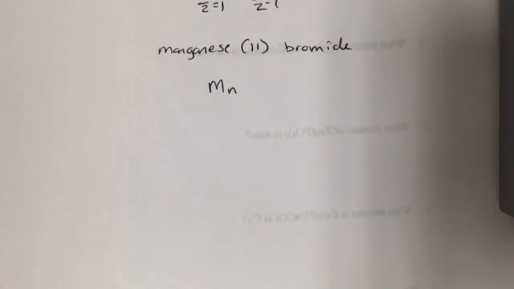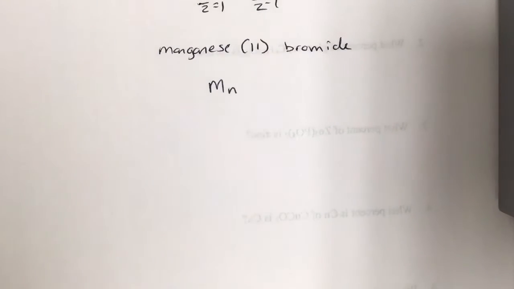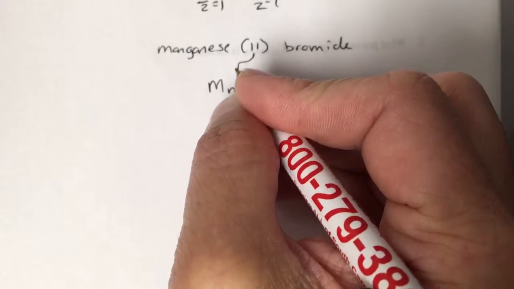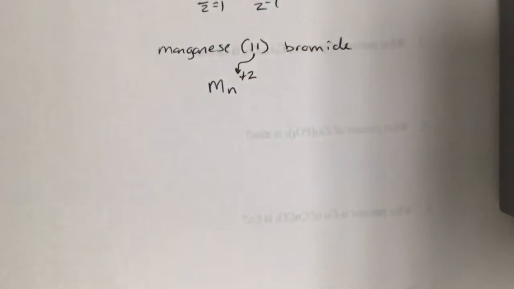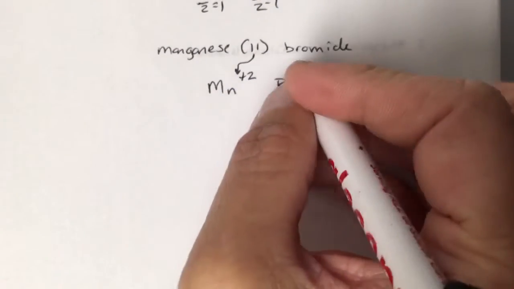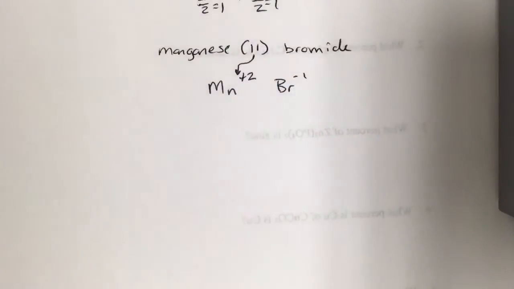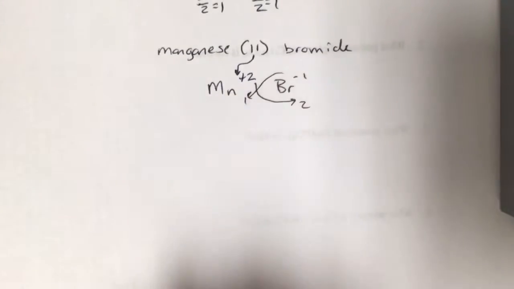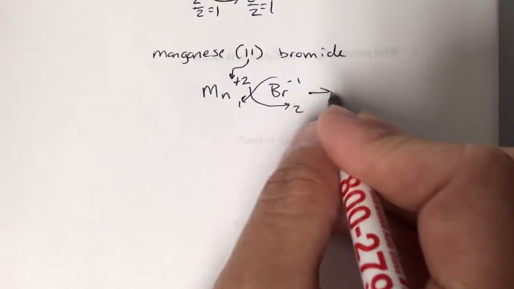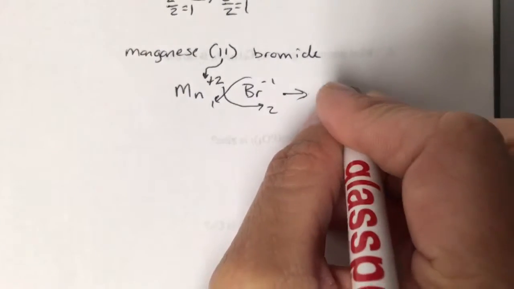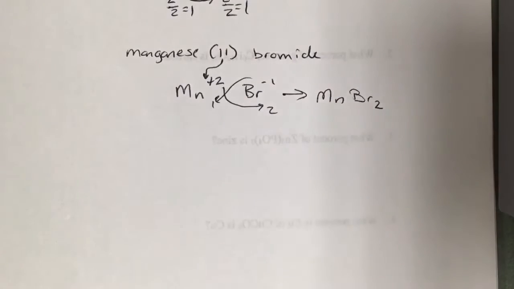Manganese is Mn. It's in the middle of the periodic table, so you can't just look up its oxidation number on the table by group number. So that Roman numeral is there to tell me that manganese is a +2. Bromine is Br. It's in group 17. It's a -1. And again, from that point, we just crisscross like we usually do. Those can't be reduced. We don't write down the 1. You write Br2.